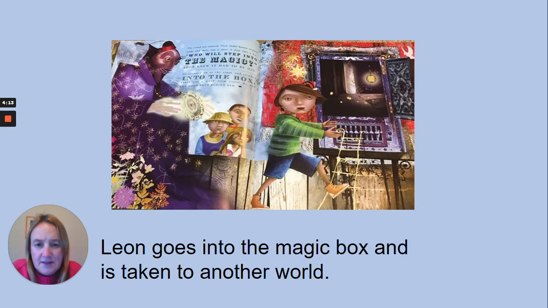A bit later on in the story we came across this picture. Do you remember where Leon is not scared of going in, he's almost excited by it. His friends or his brothers and sisters are a bit scared. So we can simply say, well, Leon goes into the magic box and is taken to another world. And I know some of you in your cold task talked about a portal, a doorway to get through into a special world. And we can almost see this as representing that, a doorway into another world.